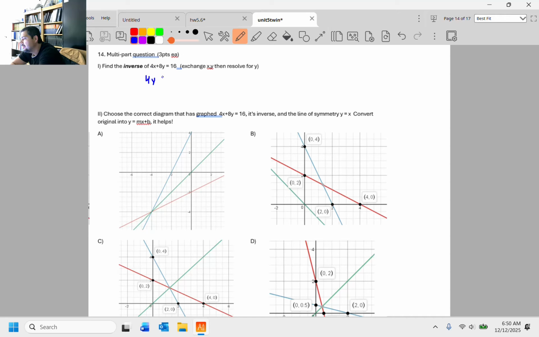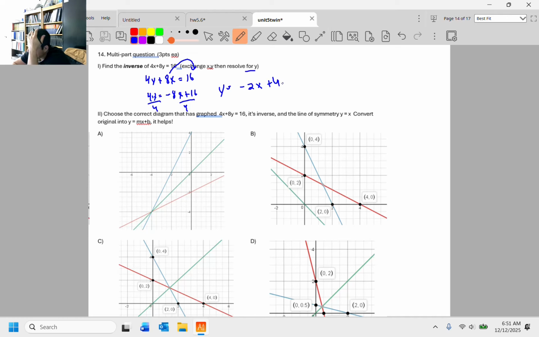So I'm swapping these two's position. 4y plus 8x is 16. Now I'm going to resolve for y. I'm going to subtract 8x because I can do that. That's easy. That'll be negative 8x plus 16. I'm going to divide out my 4, and this one will be done. So this will be y equals negative 2x plus 4.